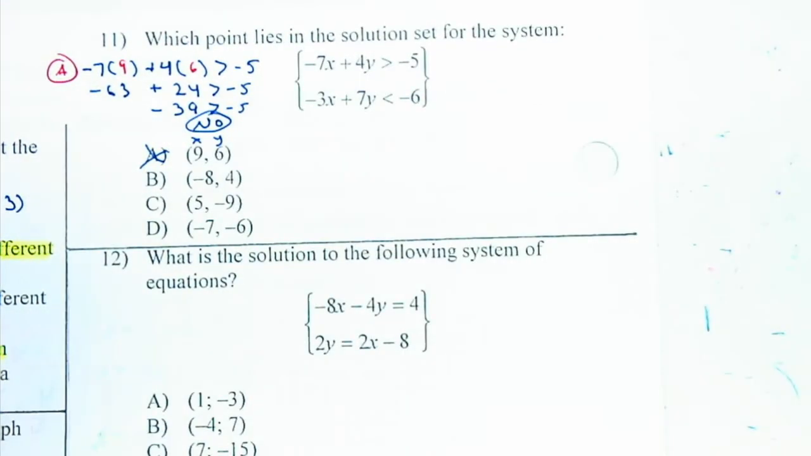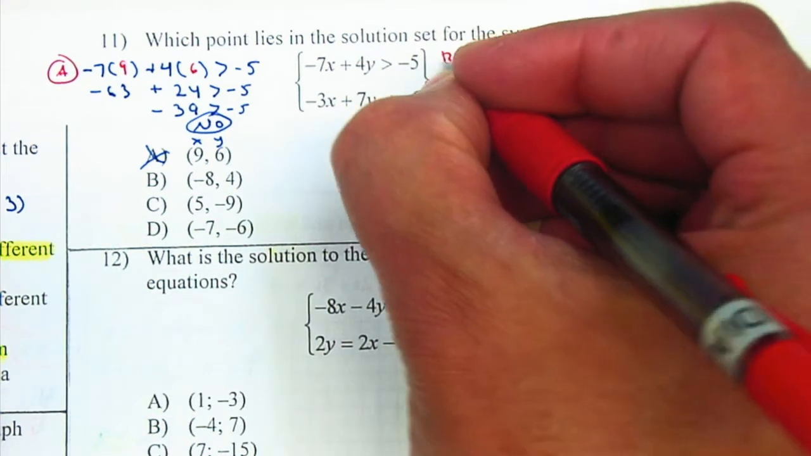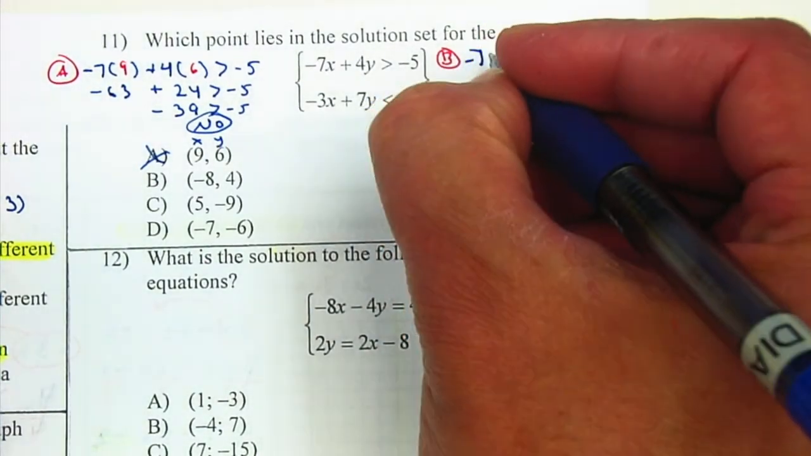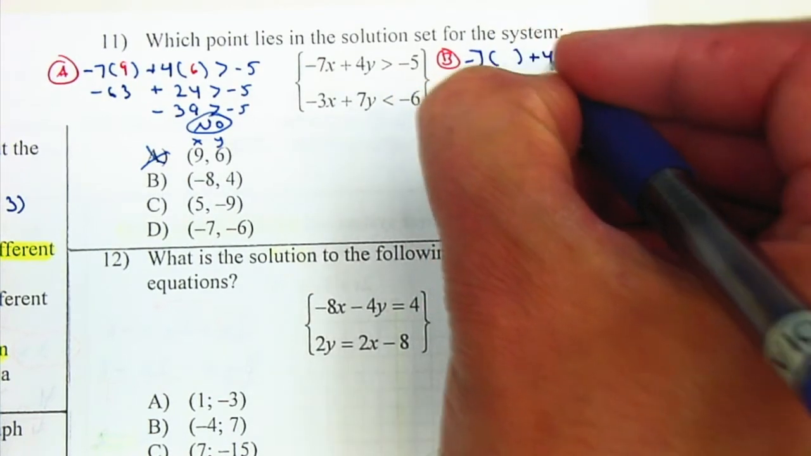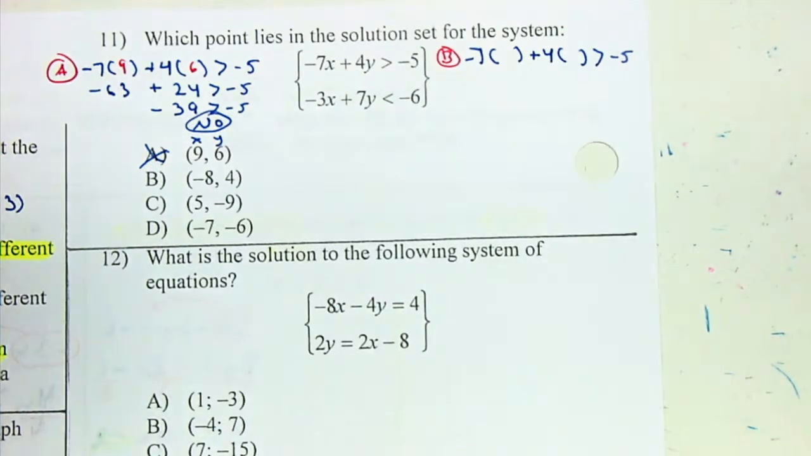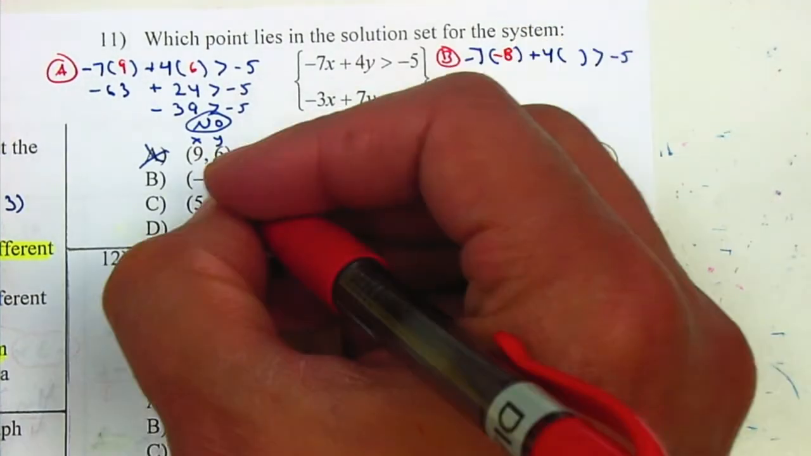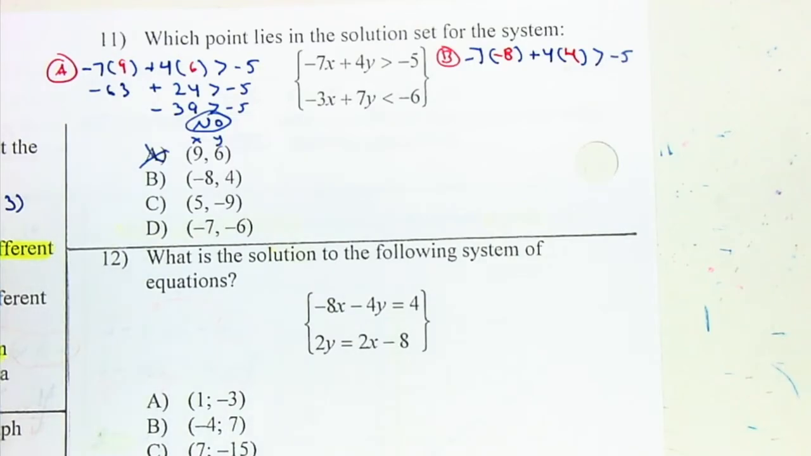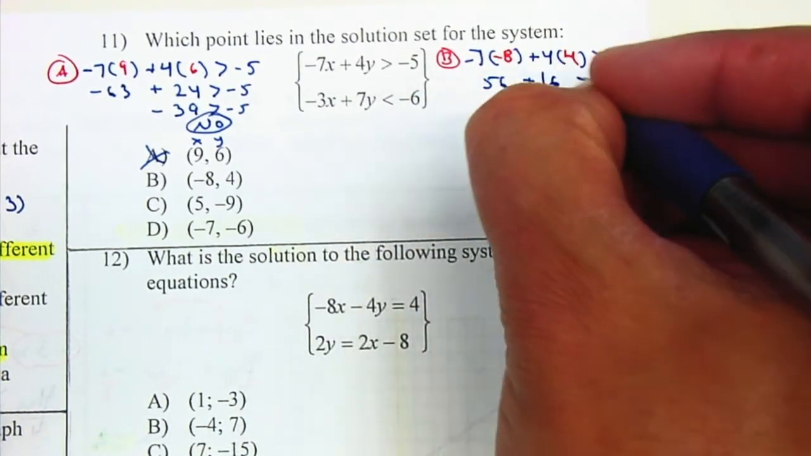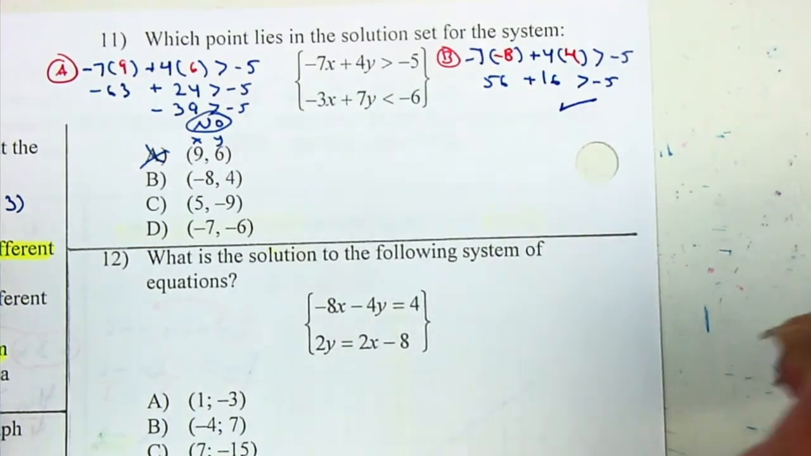Let's try letter B. Let's do it over here on the right hand side. That gives me negative 7x plus 4y is greater than negative 5. Instead of the x, I'm going to plug in a negative 8. Instead of the y, I'm going to plug in a 4. Is 56 plus 16 greater than negative 5? That's going to be a yes.